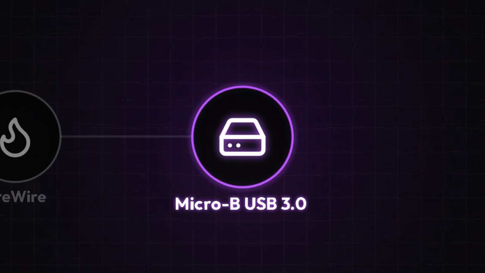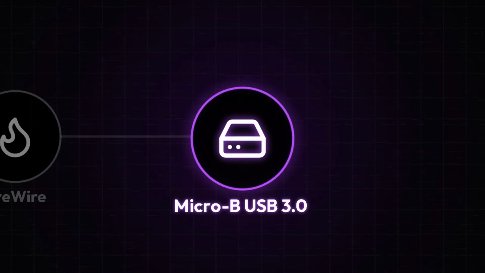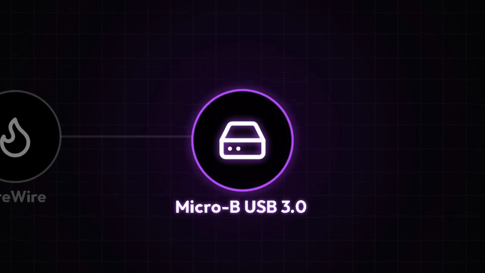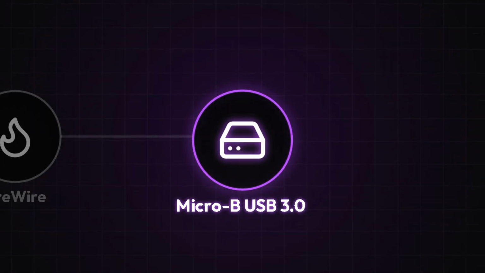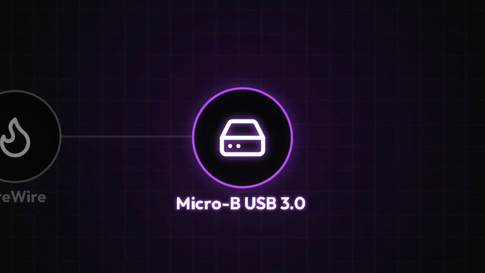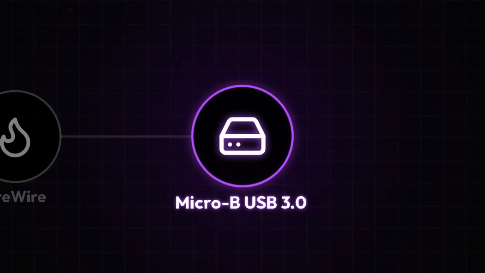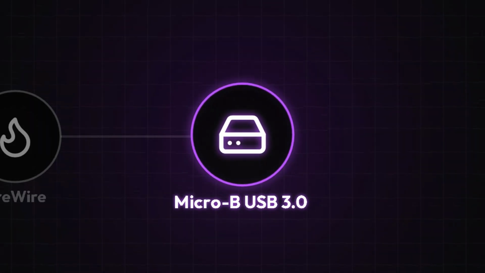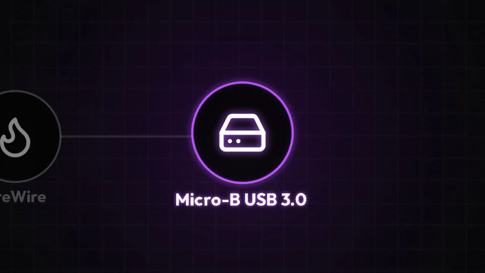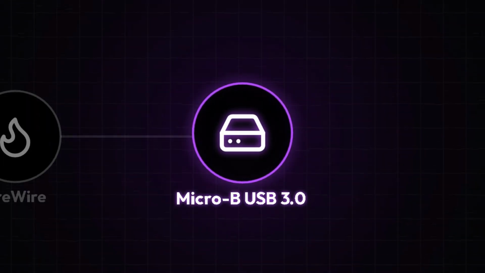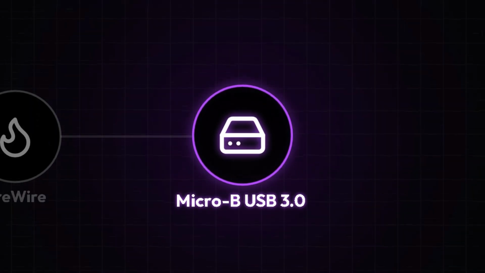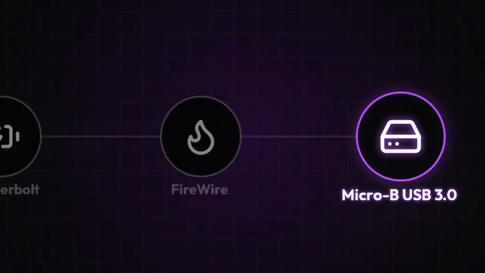Micro-B USB 3.0. This wide, dual-section connector is most commonly seen on portable external hard drives. It was designed to provide the increased speed of the USB 3.0 standard while remaining thin enough for portable enclosures. It is unique because it looks like a standard micro-USB connector with an extra piece attached to the side. It remains relevant for legacy storage devices that require more power and faster data throughput than the original micro-USB design could provide.